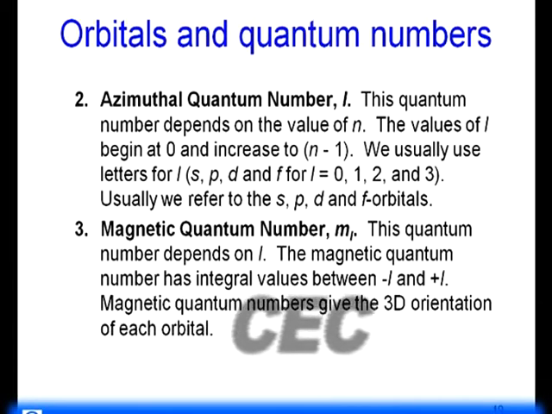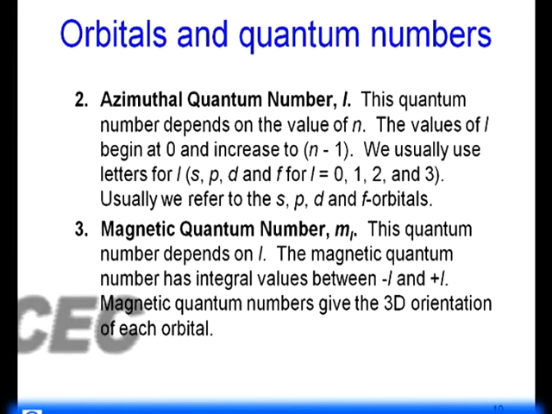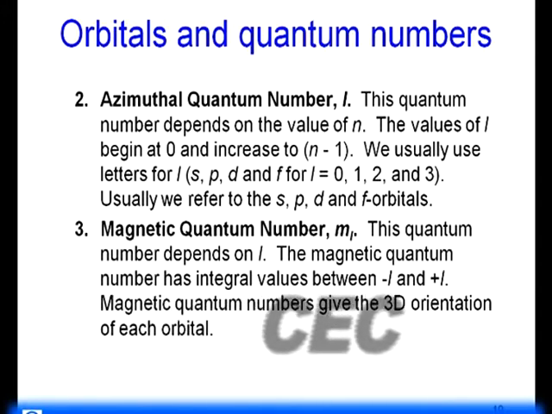We also assign letters depending upon the value of L. That means 0 means an s orbital, 1 means a p orbital, for d orbital it is equal to 2, and so on. For f it is equal to 3. Usually we do not go beyond these, but after that it is all alphabetic: g, h, i, j, and so on.